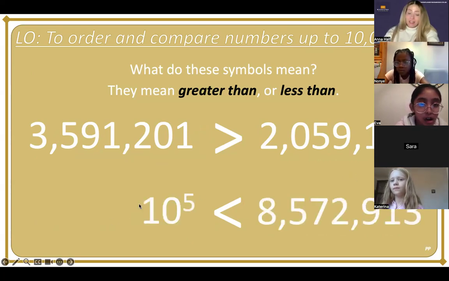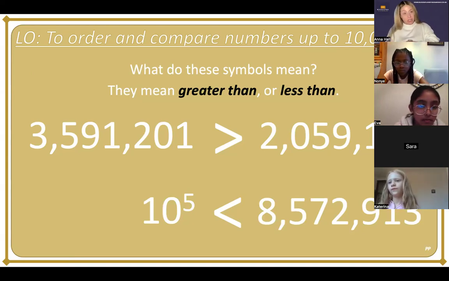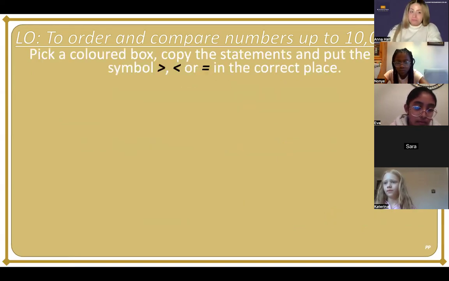And this is 10 to the power of 5. Okay, so that means we've done 10 times 10 times 10 times 10 times 10. It just means you've done it 5 times. Okay, is less than 8,572,913. And that's how we use the symbols.